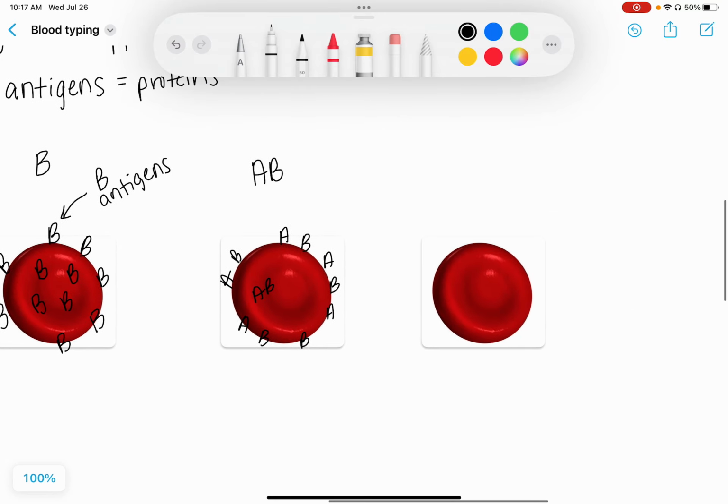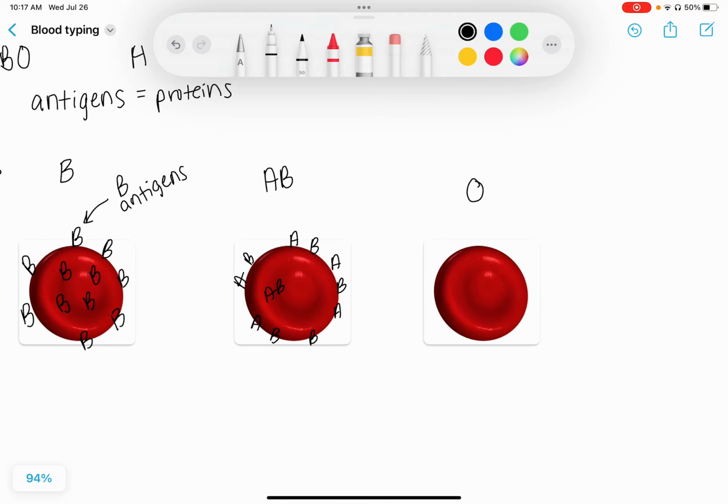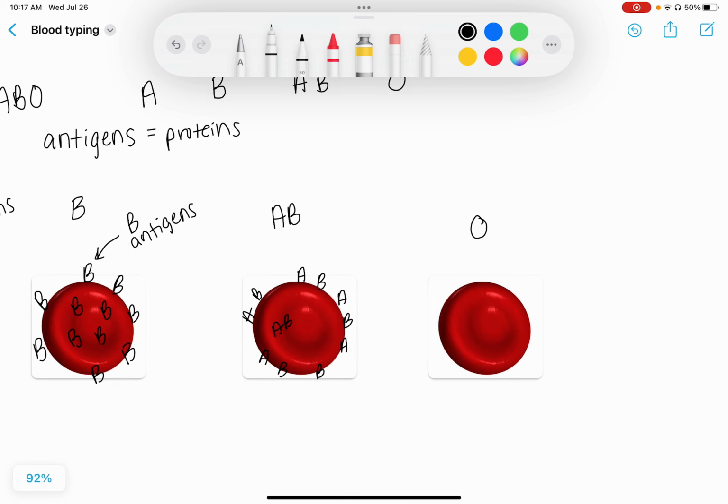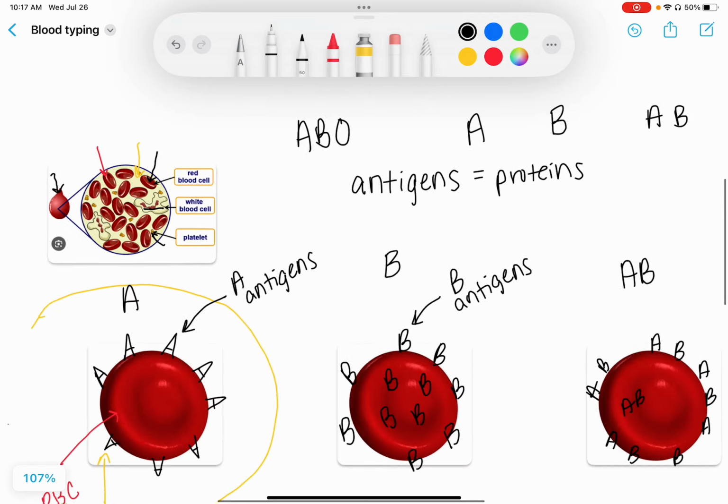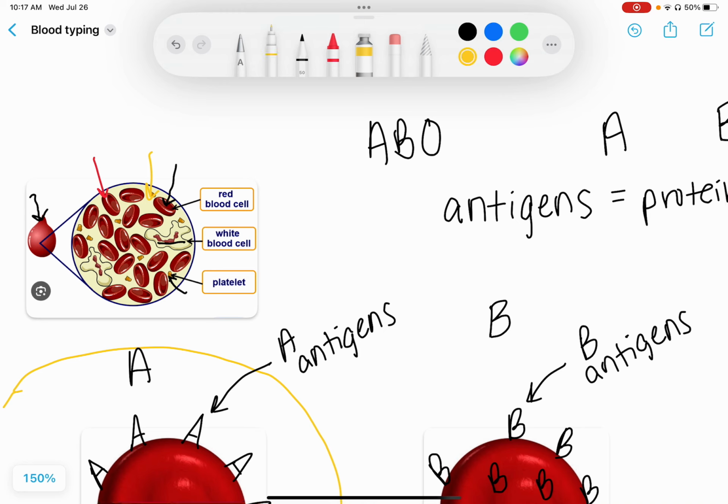And then we have O. O blood type does not have O antigens. When you see an O or a 0 in science, it normally means without. So O has no antigens. It is a naked red blood cell. It has no identifier, and we'll talk about what that means in a second. Okay, so let's go back and talk about antibodies. We said that antibodies are located in the plasma.